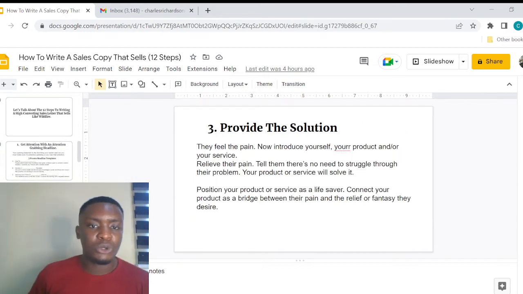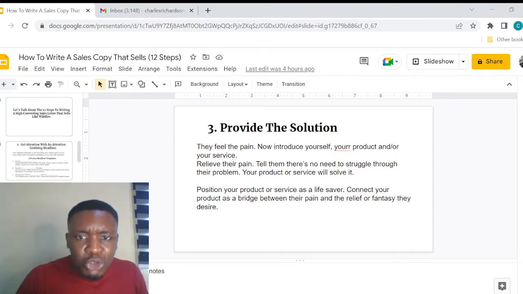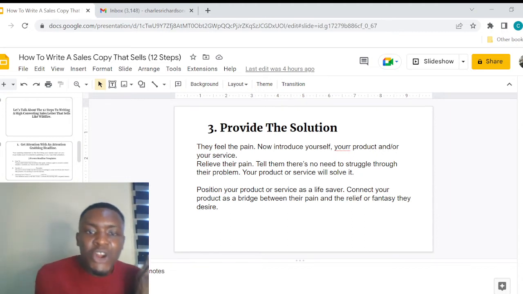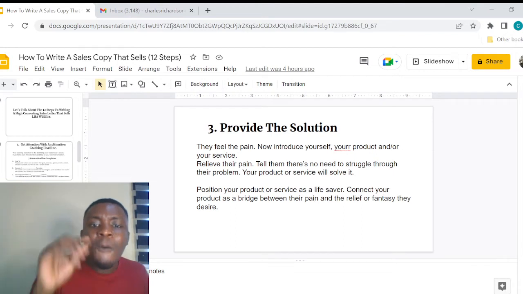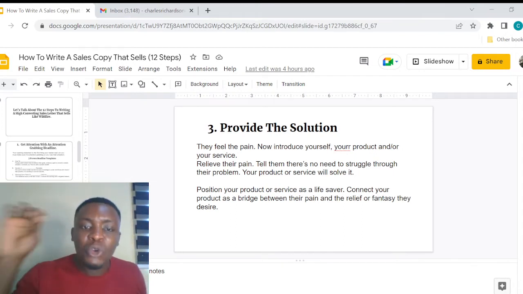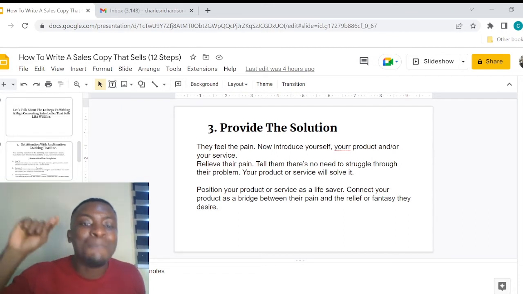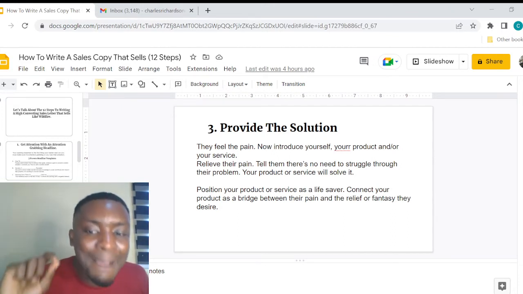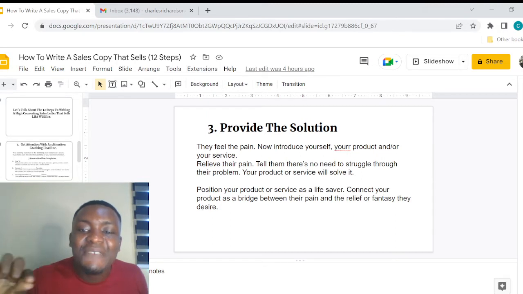Provide the solution. Now they are feeling your pain. Introduce yourself, your product and your service. Relieve their pain. Tell them that there is no need to struggle through that pain. Your product or service will solve it. Position your product or service as a lifesaver. Connect your product as a bridge between their pain and the relief or fantasy they desire.